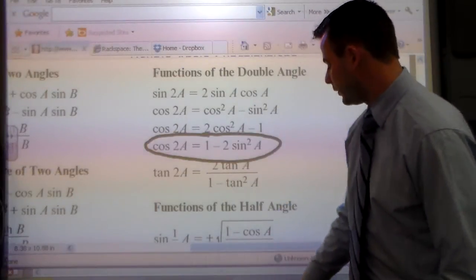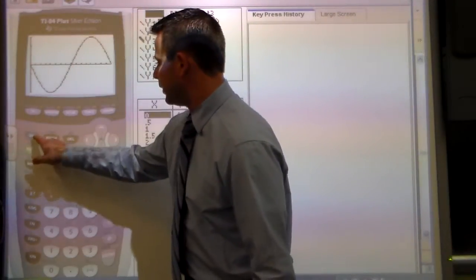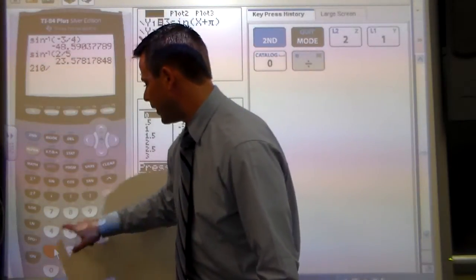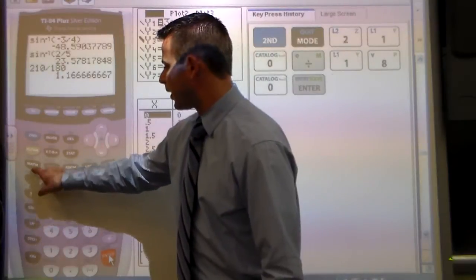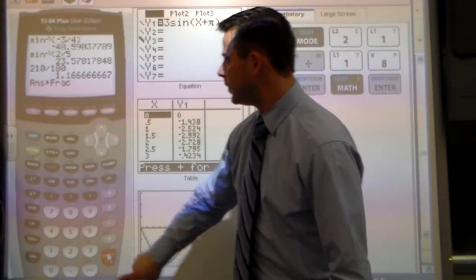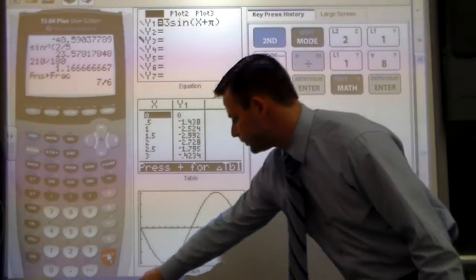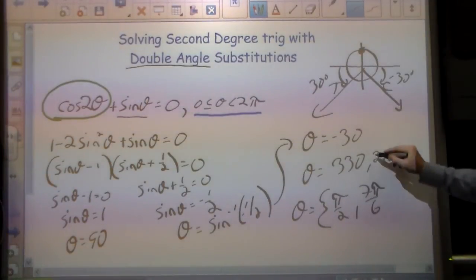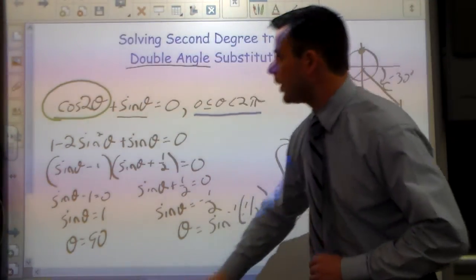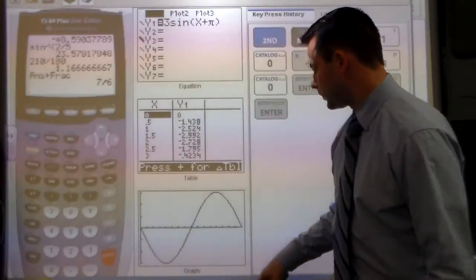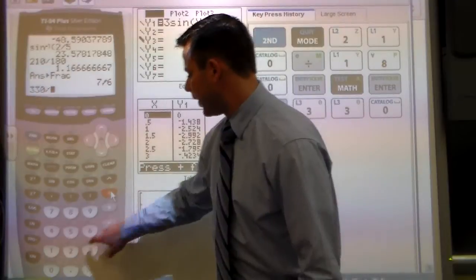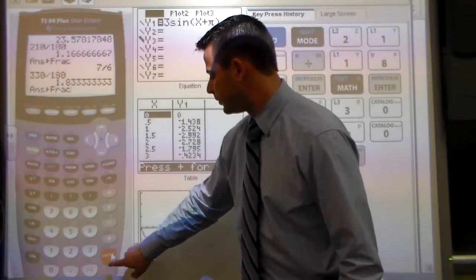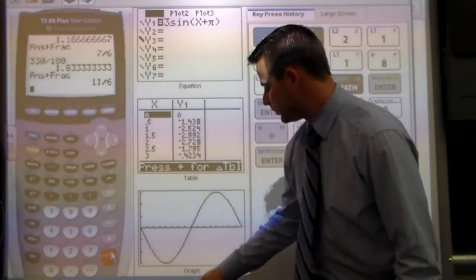210, if we want to convert this to radians, what we can do is 210 divided by 180, enter, math, change it to a fraction, and 7 pi over 6. That's 210. Now let's convert 330 to radians. 330 divided by 180, enter, math, change it to a fraction. 11 pi over 6.